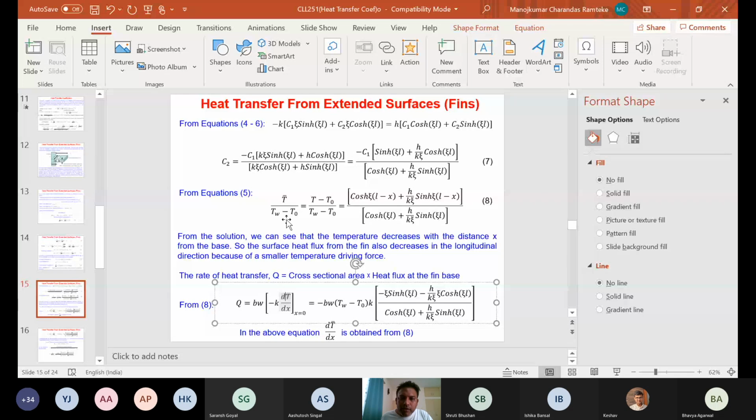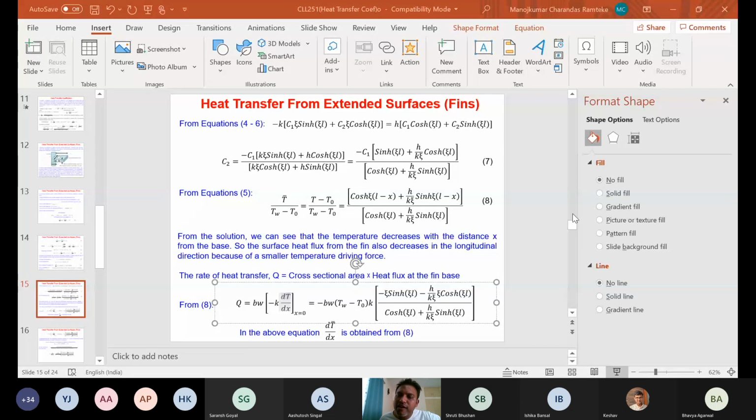It doesn't matter even if you take dT bar by dx or dT by dx, it is still the same, isn't it? So let it be. So minus k dT by dx at x equals 0. BW remains as it is, minus k is multiplied here, and this equation we have obtained.